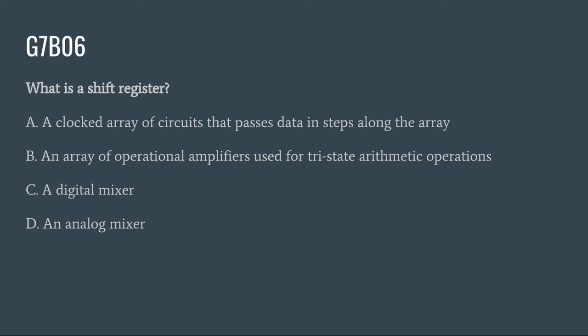G7B06, what is a shift register? A, a clocked array of circuits that passes data in steps along the array. B, an array of operational amplifiers used for tri-state arithmetic operations. C, a digital mixer, or D, an analog mixer? Correct answer, A, a clocked array of circuits that passes data in steps along the array.